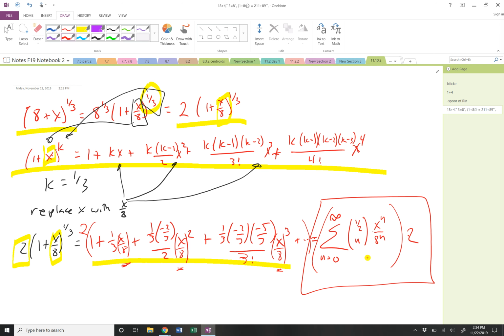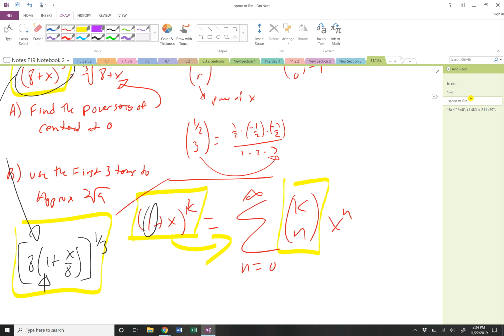Oh, this is number 1. We're finding the power series centered at 0 first. This is A. So I haven't started with B yet. Well, I've started, I got the work. But yeah, I'm just finding the general power series for that first.